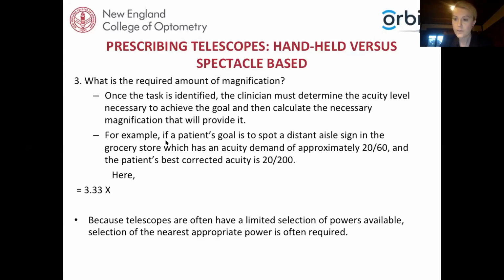So those are really the 3 questions that you have to answer when prescribing telescopes. Number 1, 2 eyes or 1 eye. Number 2, what is the task? And number 3, what is the magnification required for the task? And by answering those 3 questions, you can prescribe pretty much any telescope system.